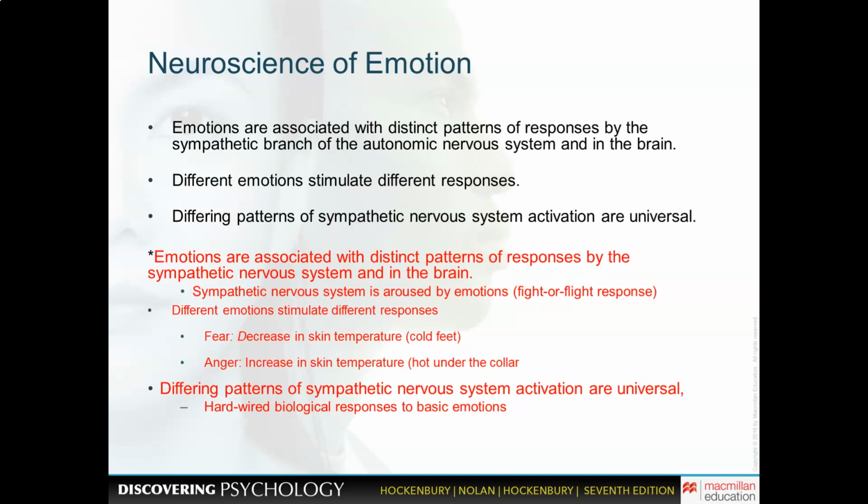Now, the neuroscience of emotion. Emotions are associated with distinct patterns of responses by the sympathetic branch of the autonomic nervous system and in the brain. Different emotions stimulate different responses in the brain, and differing patterns of sympathetic nervous system activation are universal. In red here, I put some examples of what occurs in the body and in the brain for different emotions, so please stop and take a look at those.